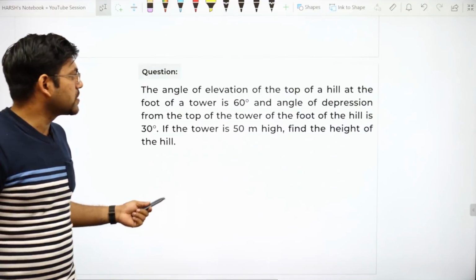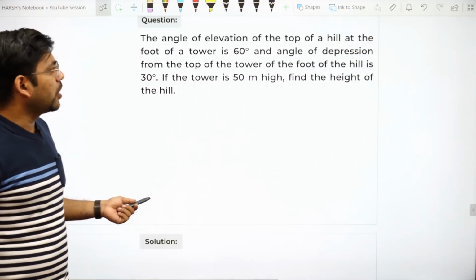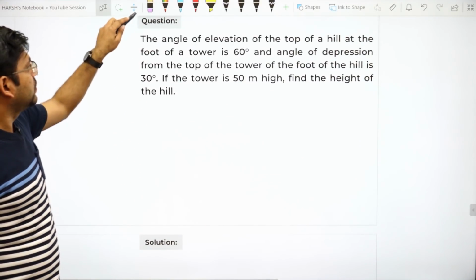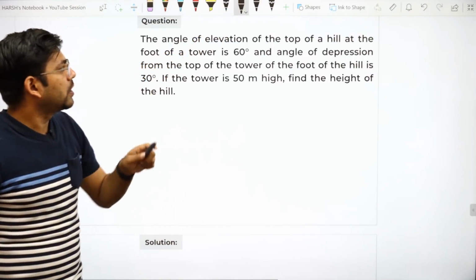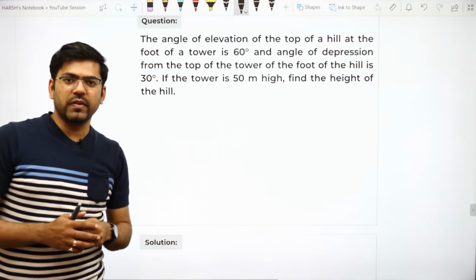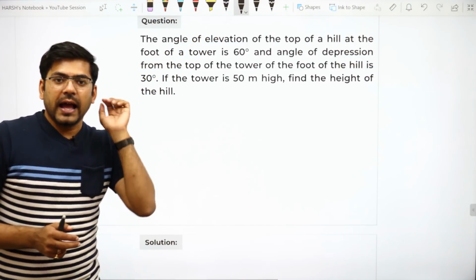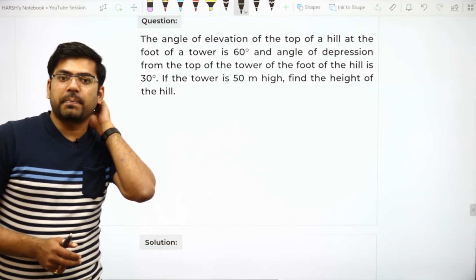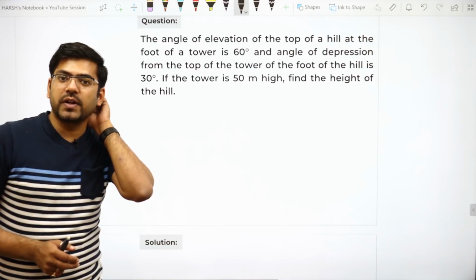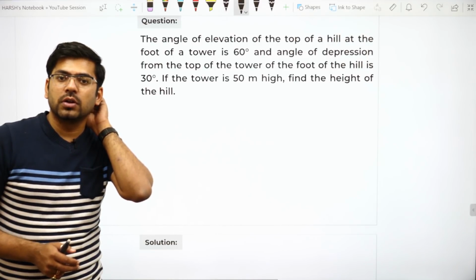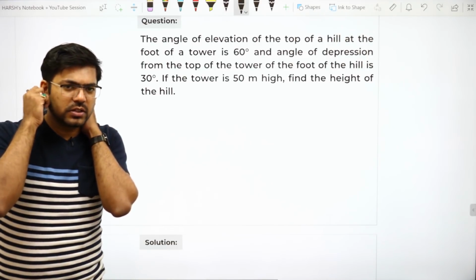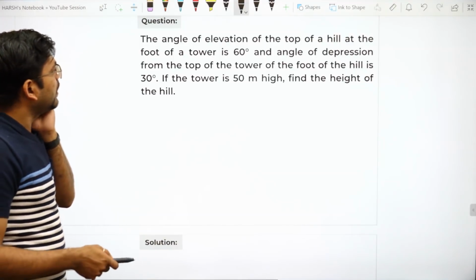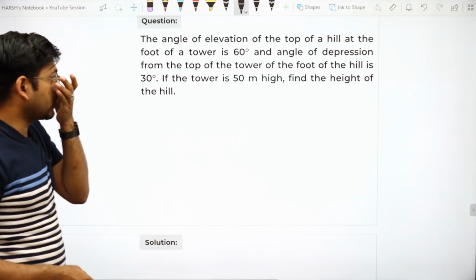Now the next question goes like this: angle of elevation of the top of a hill at the foot of a tower is 60 degree and the angle of depression of the top of the tower from the foot of the hill is 30 degree. I did not get this. Okay, let us figure out what it is trying to say.